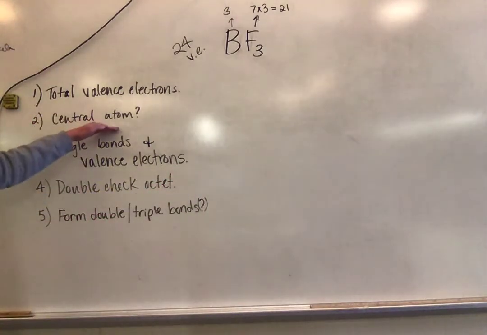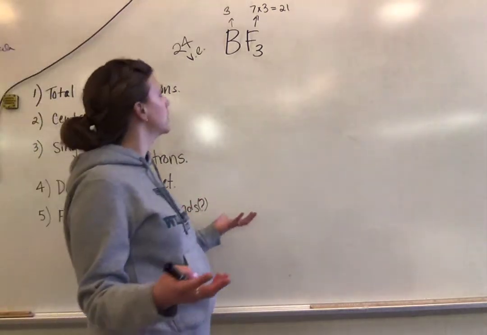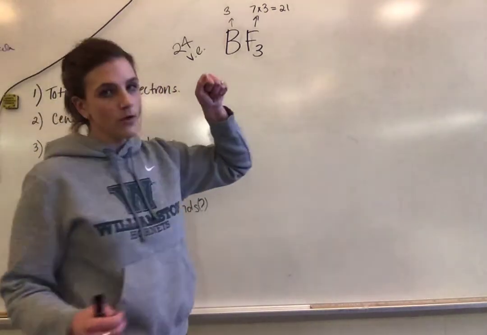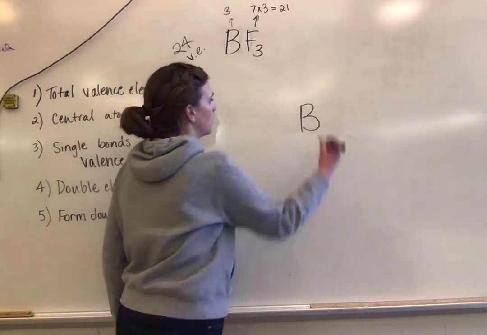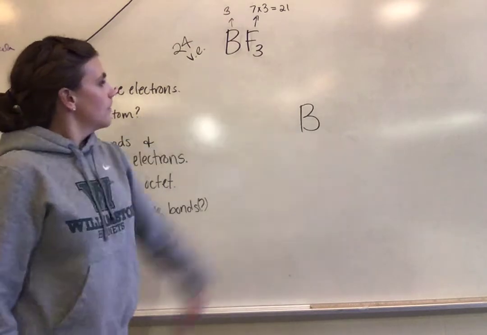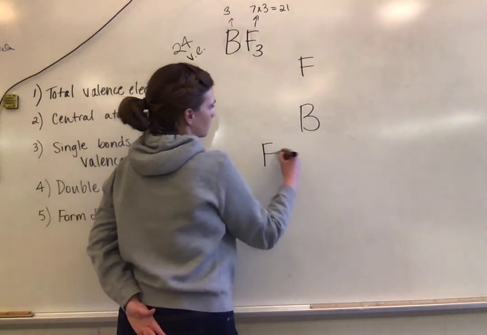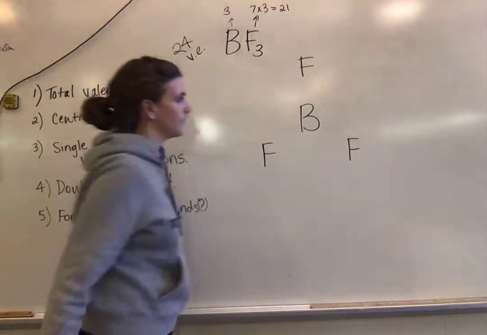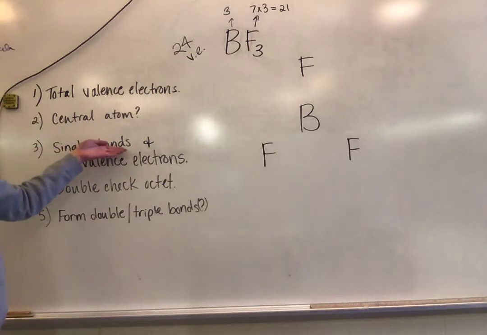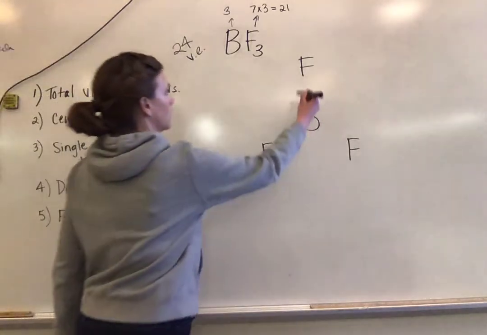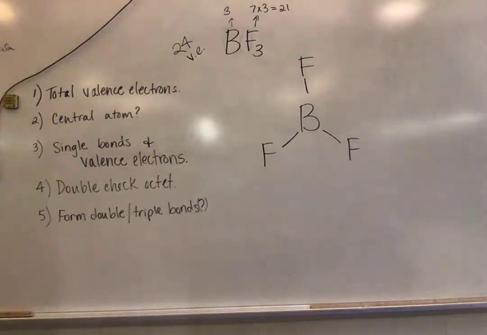Who is our central atom going to be? Again, think who's the loner in this group. There's only 1 boron. Boron is going to be our central atom. Right, boron first. Then we want to put fluorines around it. Specifically, we want 3 of them. Okie dokie. Next step, draw in single bonds to connect everyone.